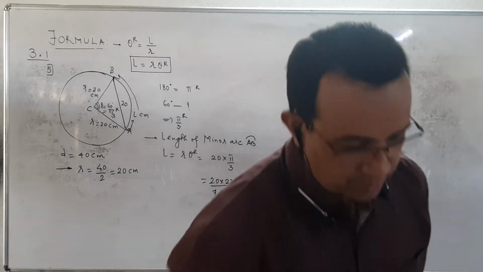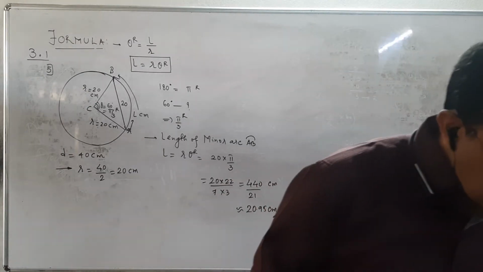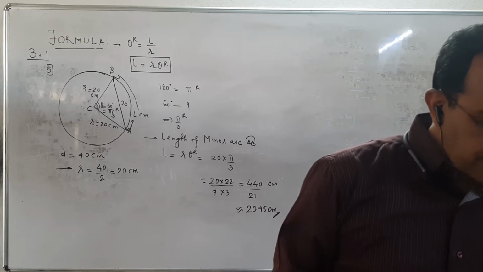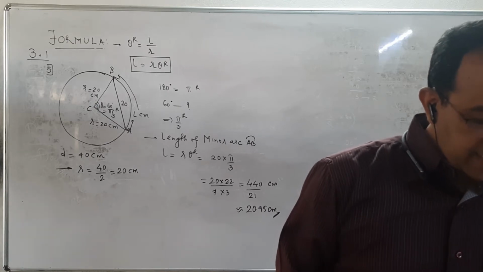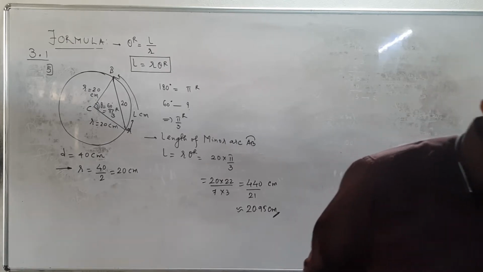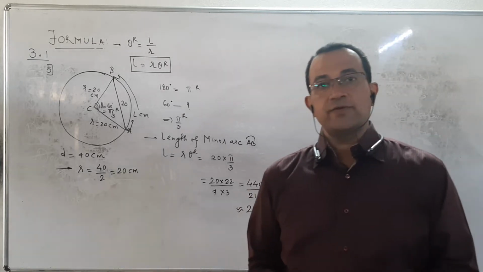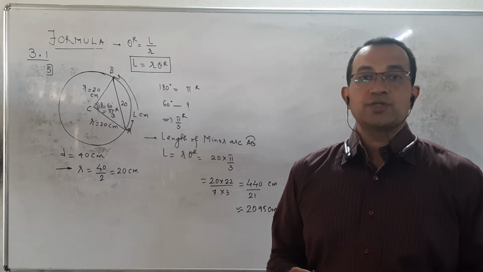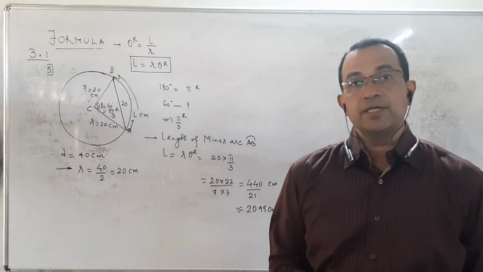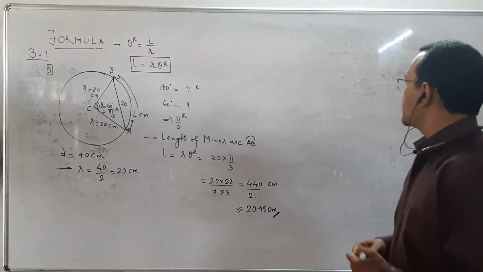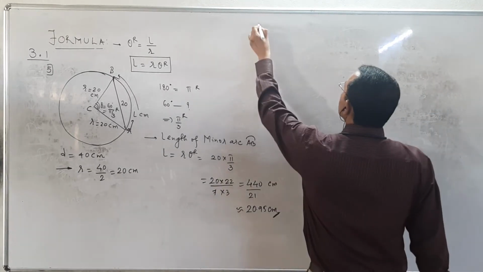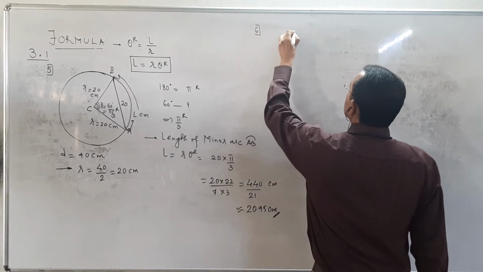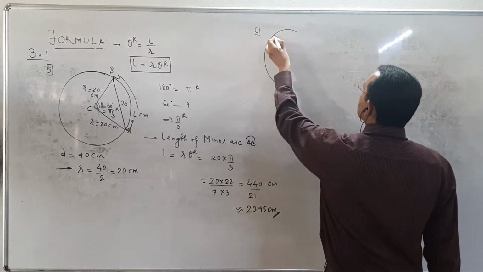Now, sixth question. In two circles, arcs of the same length subtend angles 60 degree and 75 degree at the center. Find the ratio of radii of these circles. A very important question for JEE Mains. Say students, there are two circles. So one circle is like this.